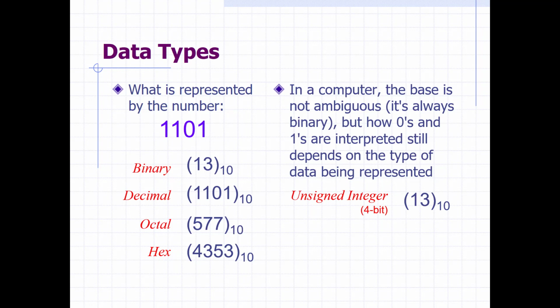This number, if it's declared to be an unsigned integer on 4 bits, is the number 13. If it's a signed integer, then this is actually the number -3, if this is a signed magnitude form anyway. And if this were an ASCII character, this would be a carriage return. So every string of zeros and ones will have different ways of being interpreted.